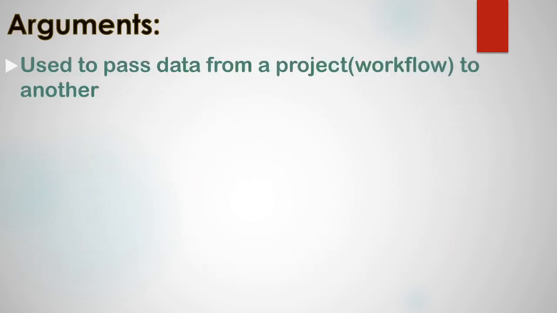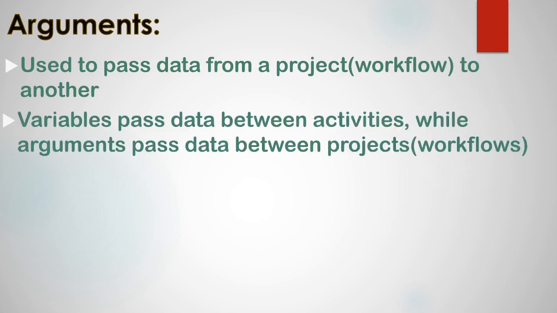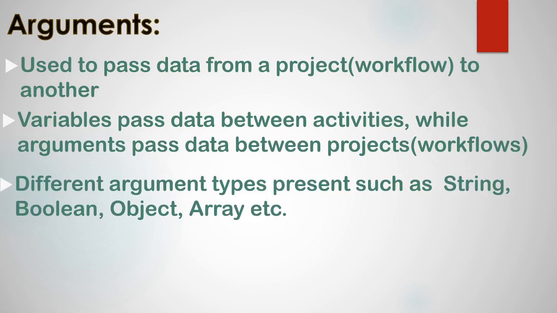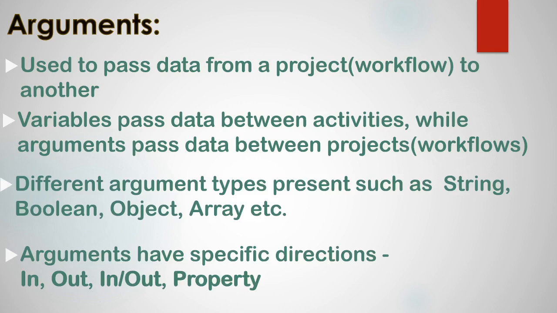Now, what are arguments? Let's look into that. Arguments are used to pass data from a project or workflow to another. We also learnt about variables in the previous session. So what is the difference between variables and arguments? Variables are used to pass data between activities, whereas arguments are used to pass data between projects or workflows. There are different types of arguments present such as string, boolean, object, array, etc. Also the arguments have specific directions, that is in, out and property, which we will look at in a few minutes.